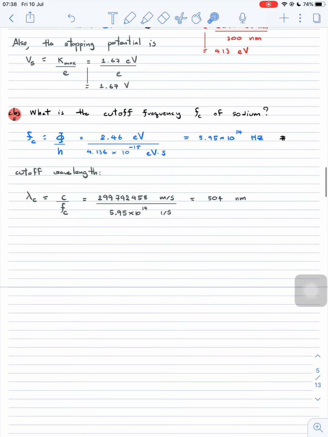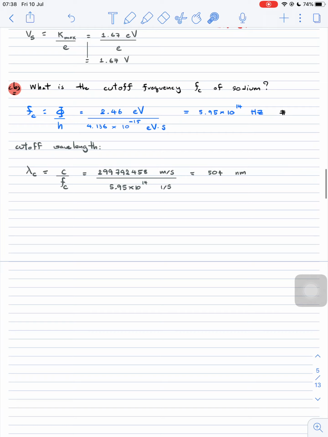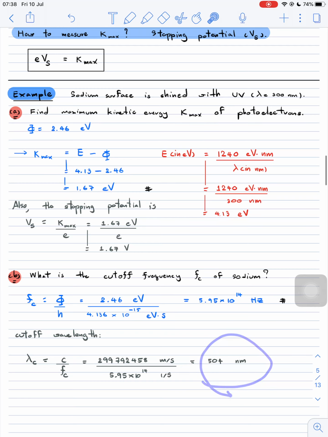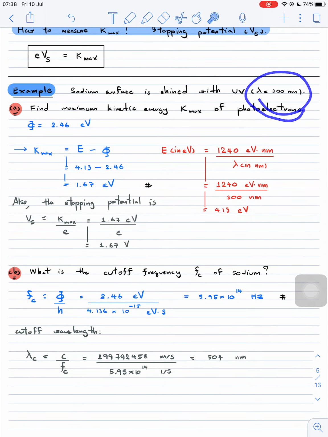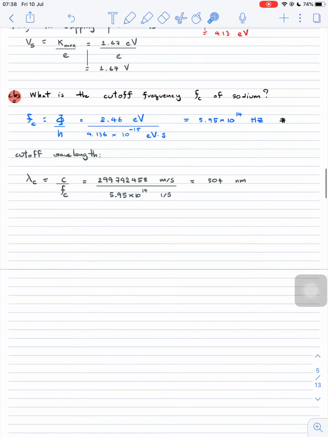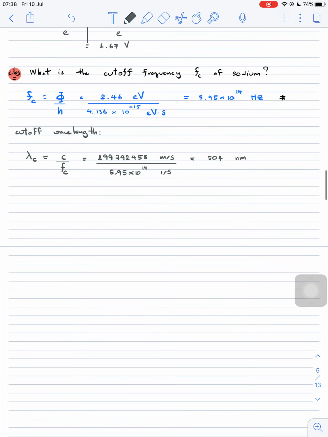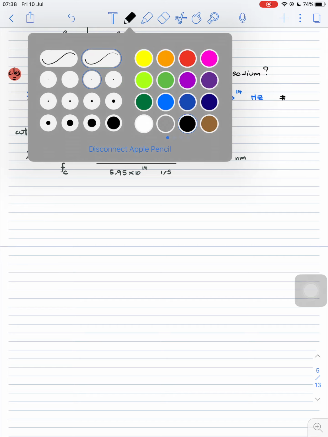It means that if we shine light with a wavelength larger than this value, or a frequency less than this frequency, then no photoelectrons are emitted from the metal surface. On the other hand, if we shine light with a wavelength less than this value, as in this question where we shine 300 nanometers, or a frequency greater than this value, then we can have photoelectrons emitted out of the metal surface.